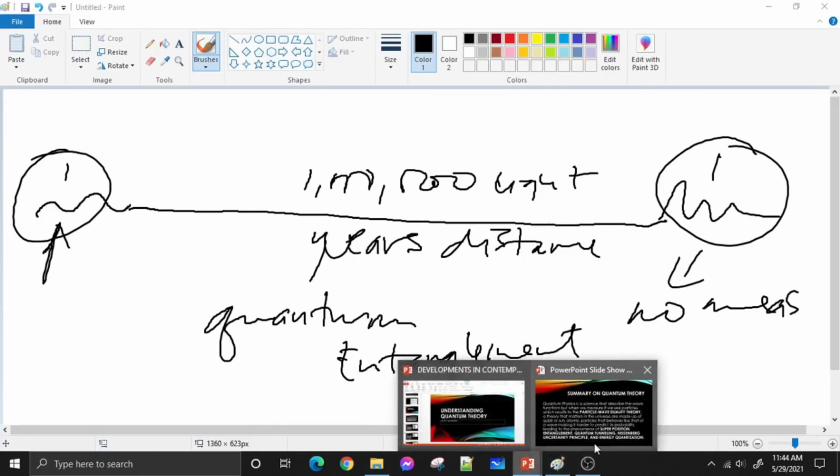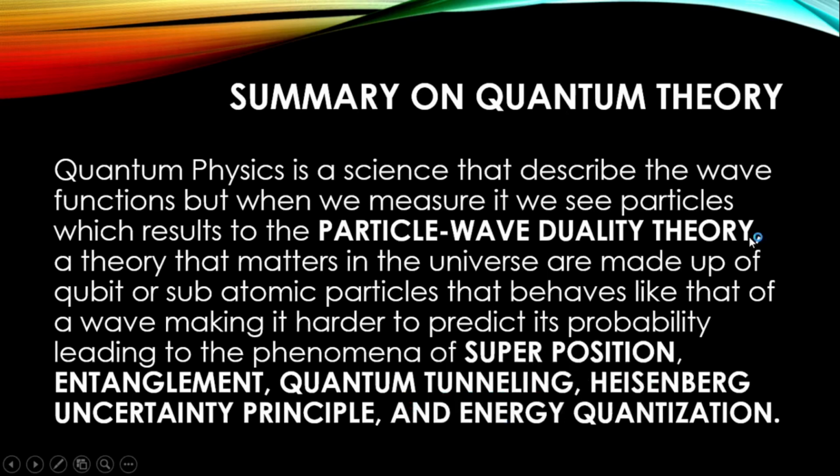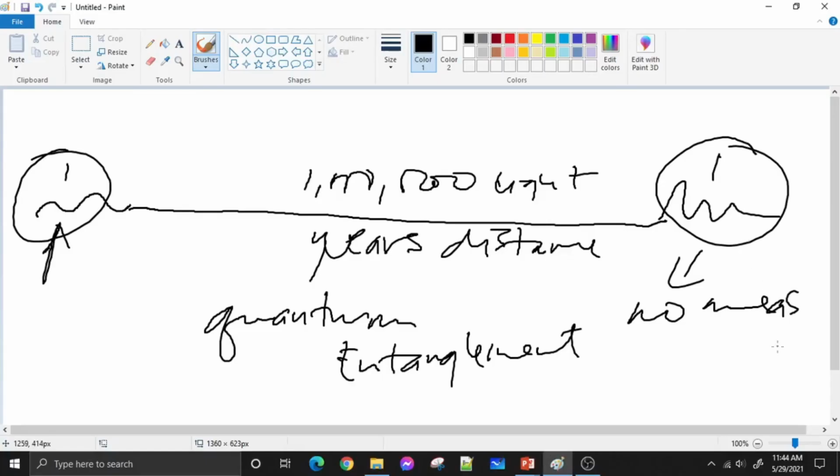So another thing is the quantum tunneling. This is just my own speculation about quantum tunneling, so it does not really have a bigger or better explanation in the field of science.